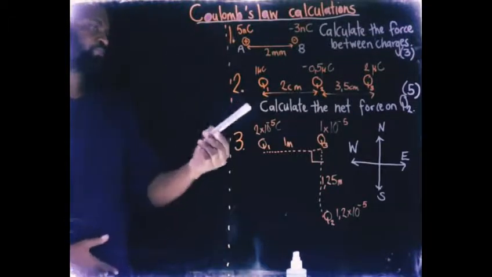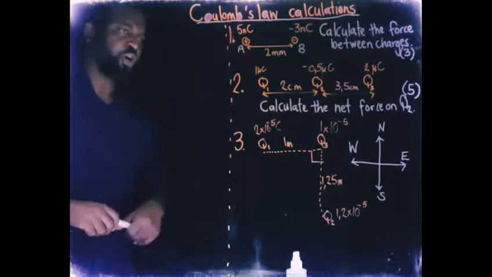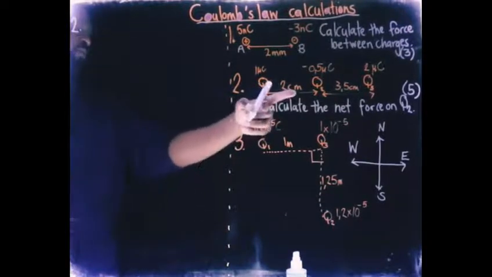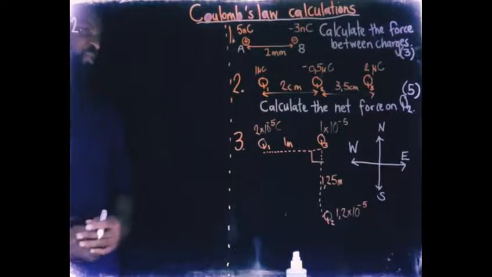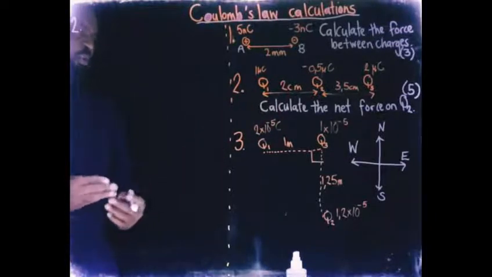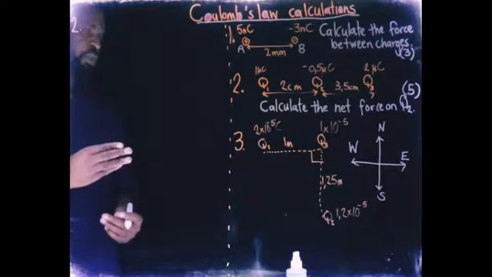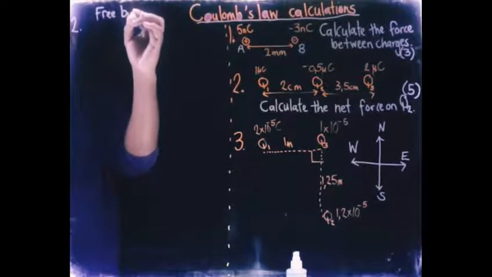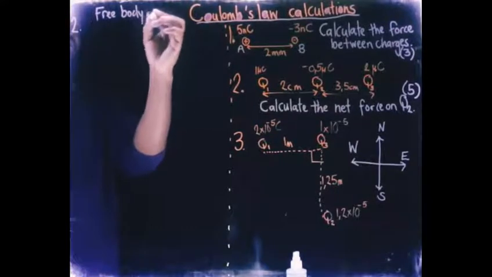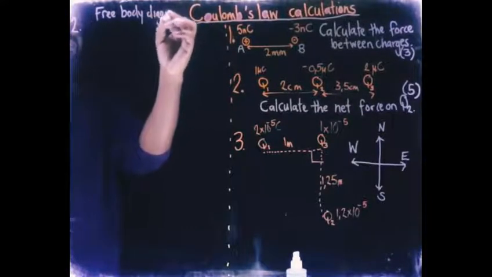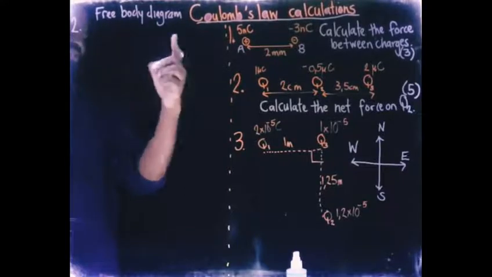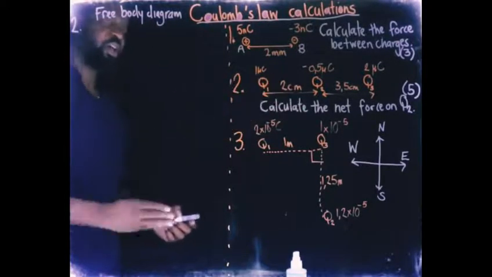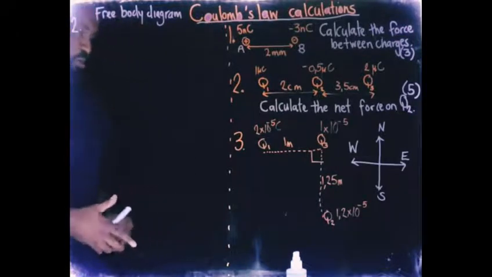Type 2. Assemblage of charge. We want now the net force that is experienced by Q2. Let's start by drawing a free body diagram. Always draw a free body diagram whenever you see calculations of forces arising. Make sure you've got the skill locked in. Check out one of our videos, where we discuss clearly how to draw a free body diagram.